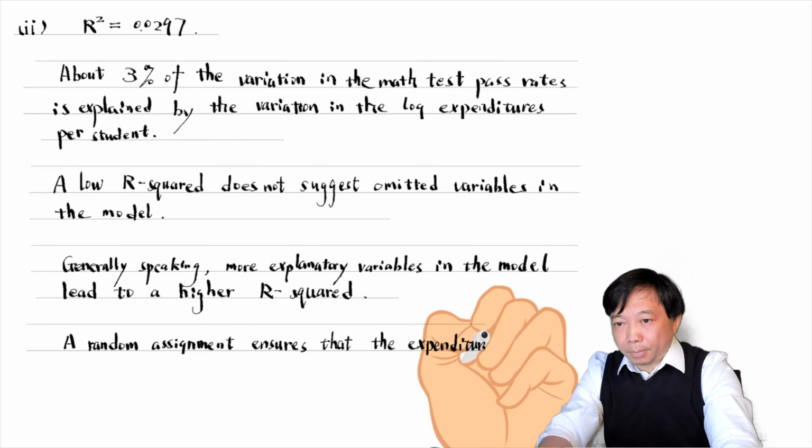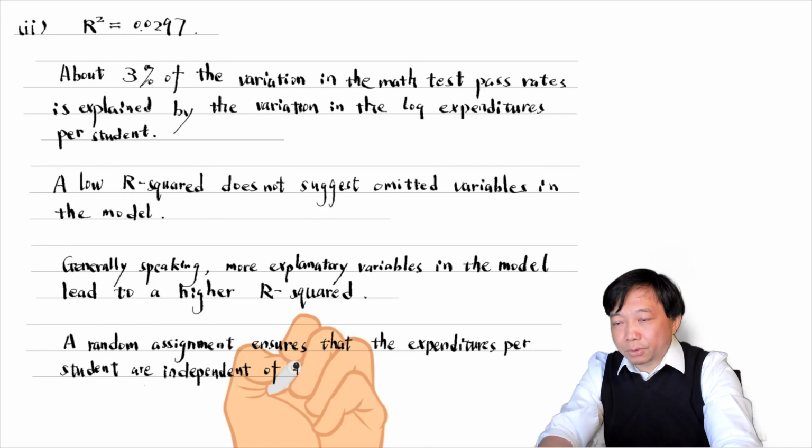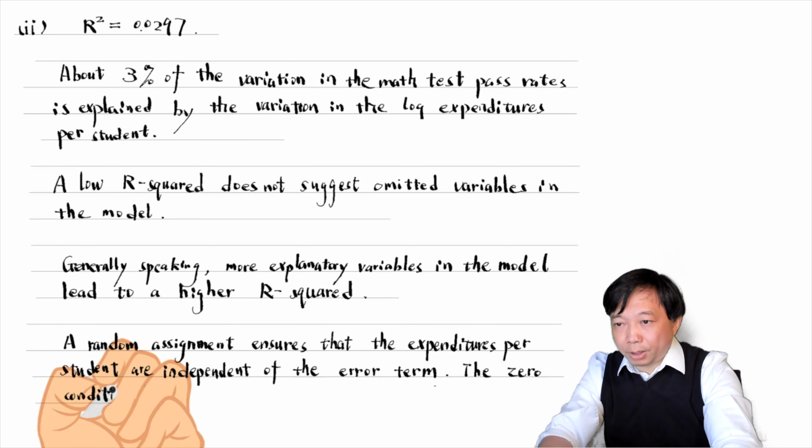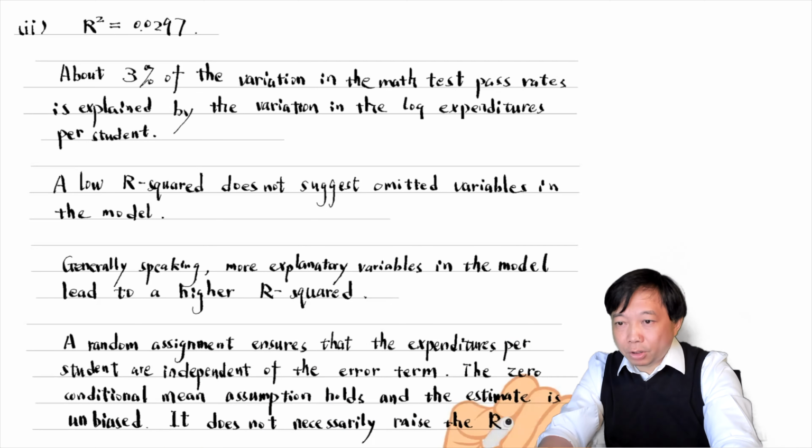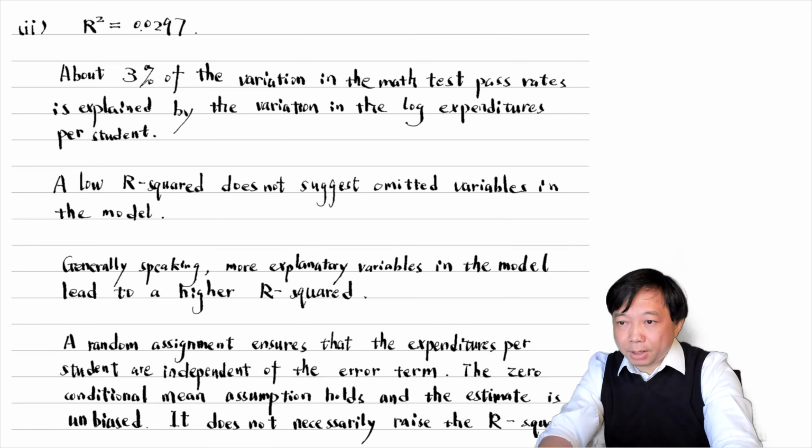A random assignment ensures that the expenditures per student are independent of the error term, which implies that the zero conditional mean assumption holds, and the estimate is unbiased, but it does not necessarily increase the R-squared.